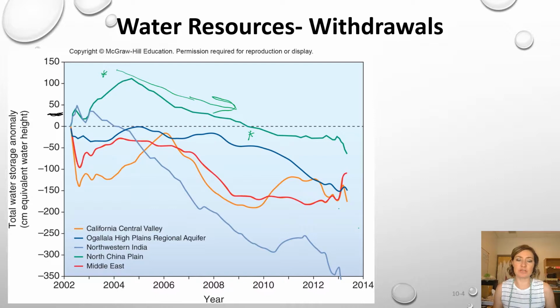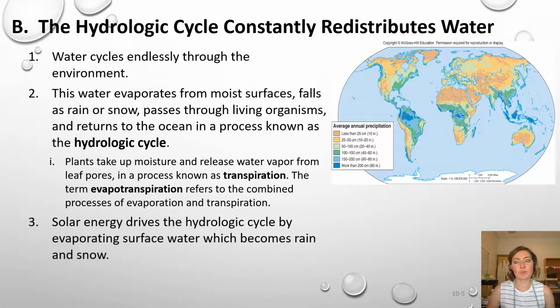And if you look at the other regions that are included on this map, there's California Central Valley, Ogallala High Plains, northwestern India, the Middle East. The general trend is a decrease. We see all of these lines between about 2002, when we first started collecting data from GRACE. We see this downward trend. So we're actually withdrawing. We're taking more water out of these aquifers than the precipitation is able to put back into this water storage.